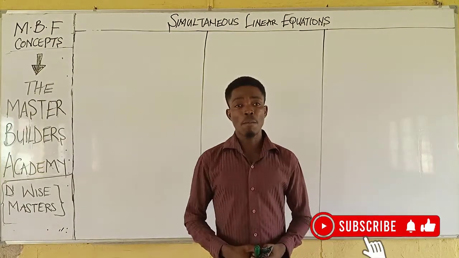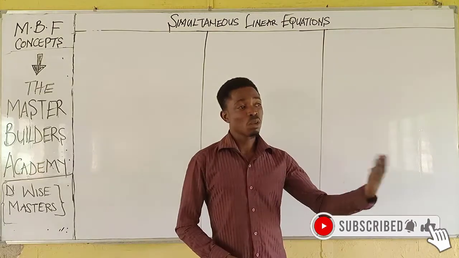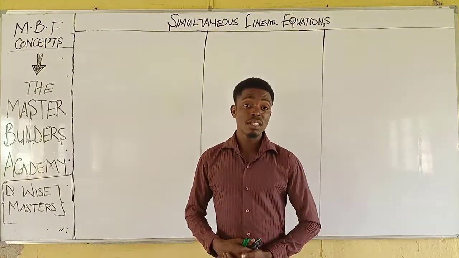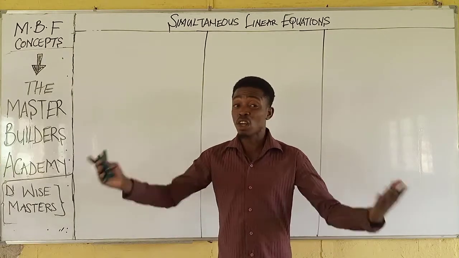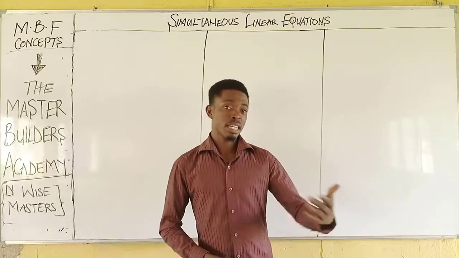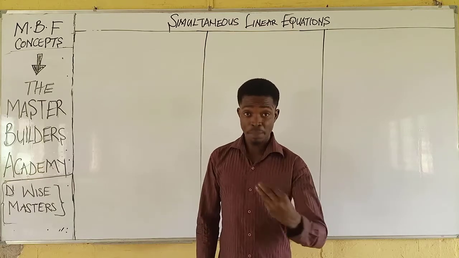Now, before now, we have looked at linear equations. We have equally looked at quadratic equation. Now we are going to be examining the concept of simultaneous linear equation. You can simply call it simultaneous equation. Guys, now what is a simultaneous equation?